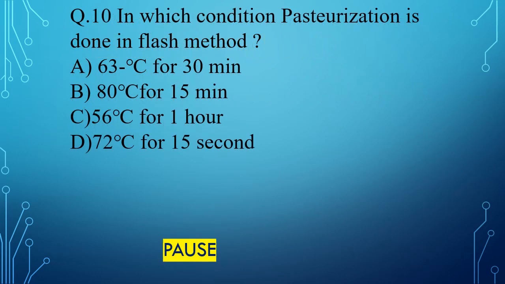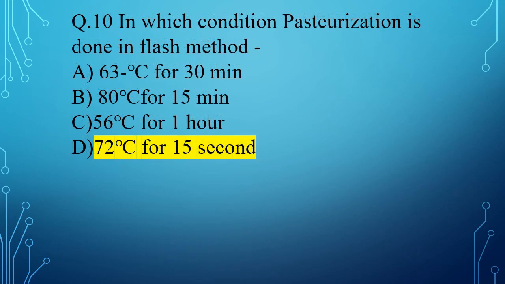Question number 10. Which condition is used for pasteurization by the flash method? Option A 60 degrees centigrade for 30 minutes, option B 80 degrees centigrade for 15 minutes, option C 56 degrees centigrade for 1 hour and option D 72 degrees centigrade for 15 seconds. And the right answer is 72 degrees centigrade for 15 seconds.